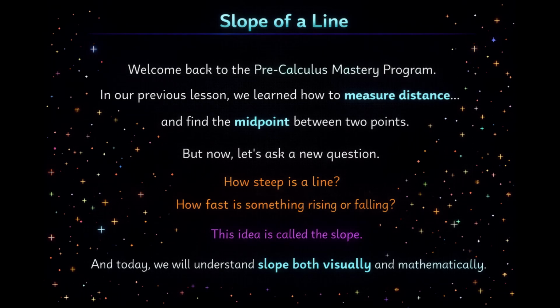In our previous lesson, we learned how to measure distance and find the midpoint between 2 points. But now, let's ask a new question. How steep is a line? And how fast is something rising or falling? This idea is called the slope. And today, we will understand slope both visually and mathematically.